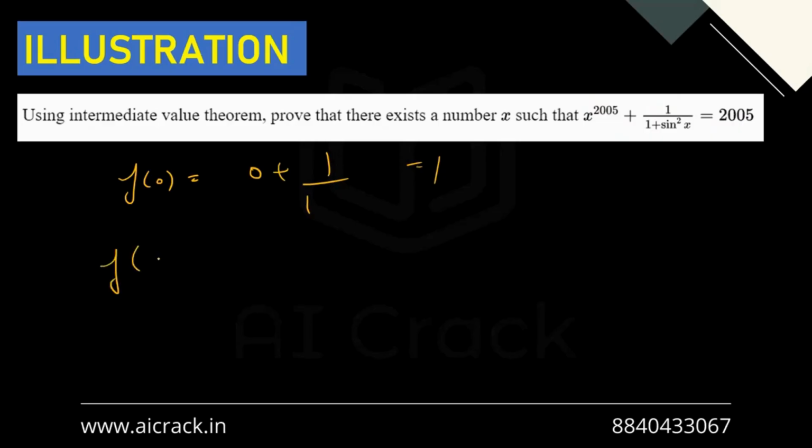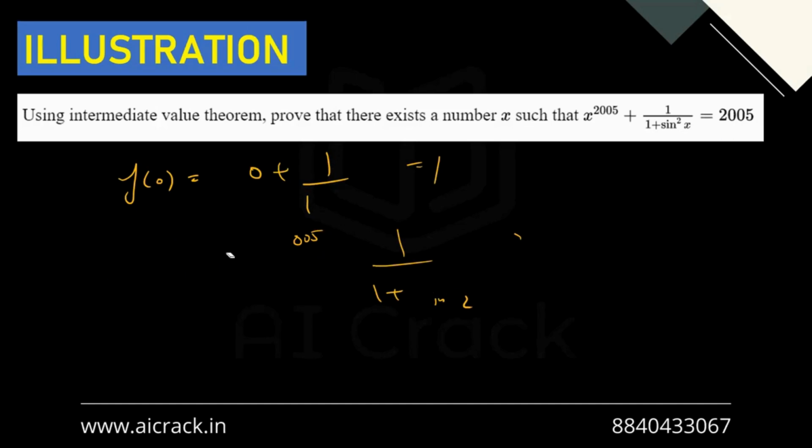Now f of, let's say, 1 over here. In that case, that would come out to be 1 plus 1 upon 1 plus sine square 1. But this is less than 2005. We have to find out a number bigger than 2005, right? So let's say we find out f of 2. We'll be getting 2 raised to the power 2005 plus 1 upon 1 plus sine square 2. Now this number seems to be bigger than 2005 because we have this huge power over here.